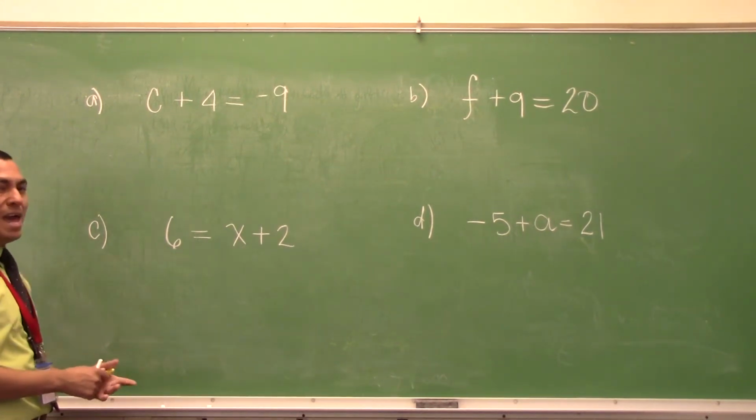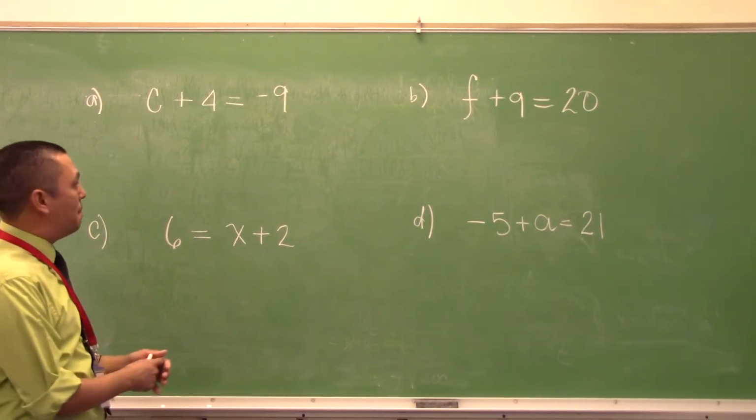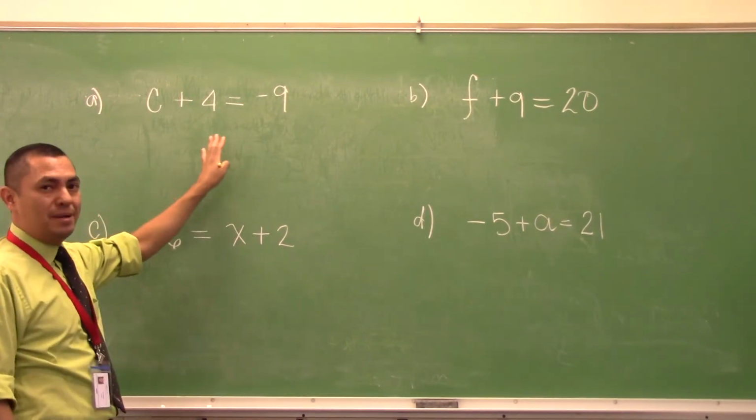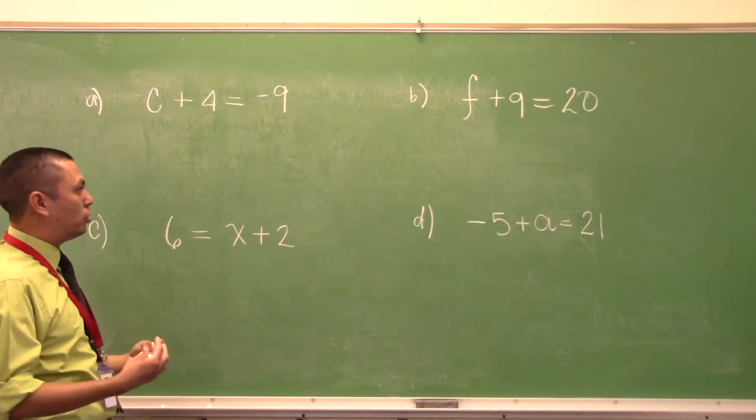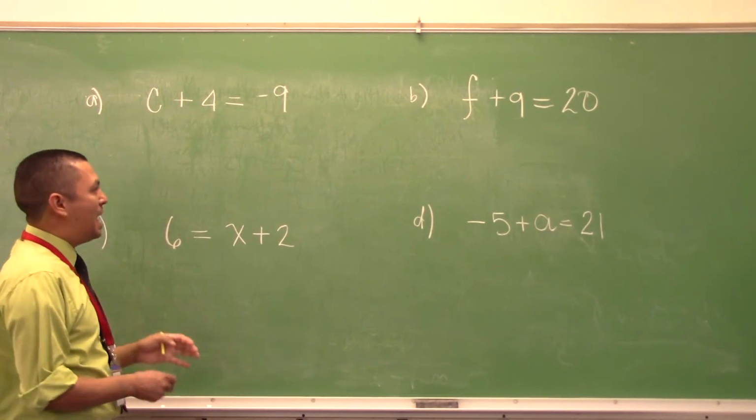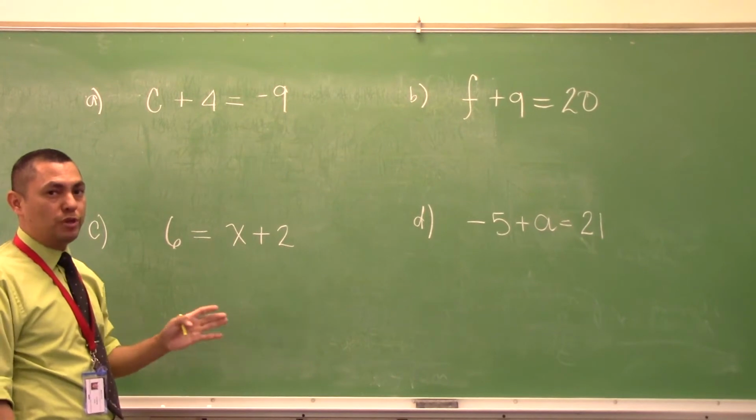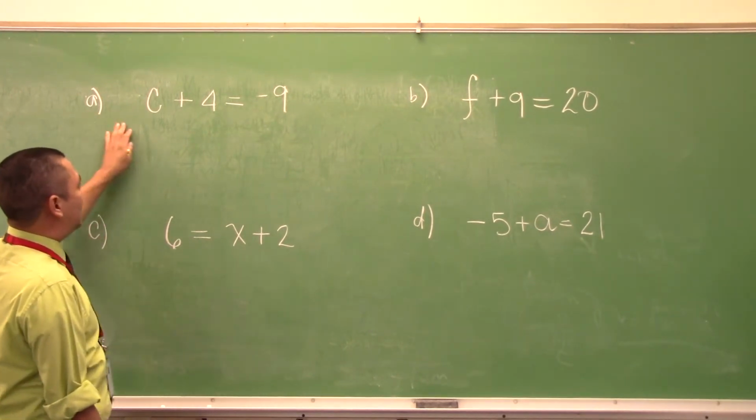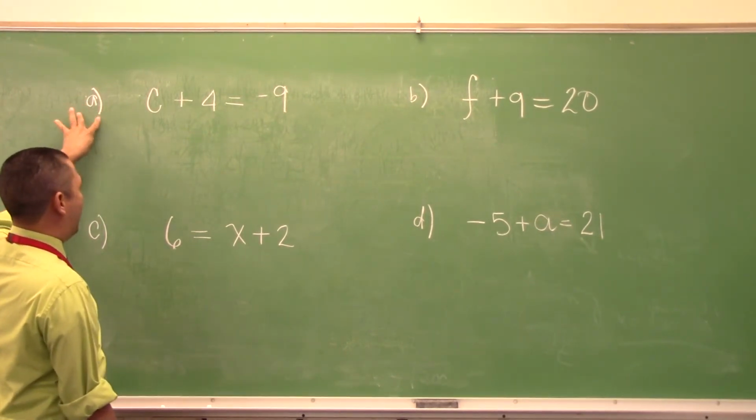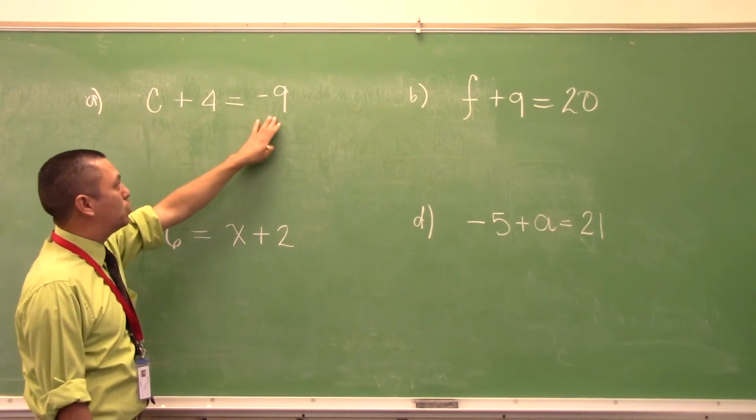So today we were talking about one-step linear equations. We started to solve linear equations, and I have 4 examples that will help you to do the homework. In this case, problem number 1, or A, is c plus 4 equals negative 9.